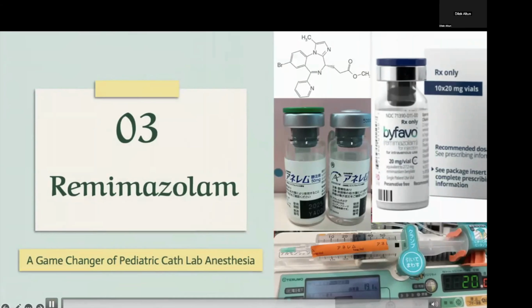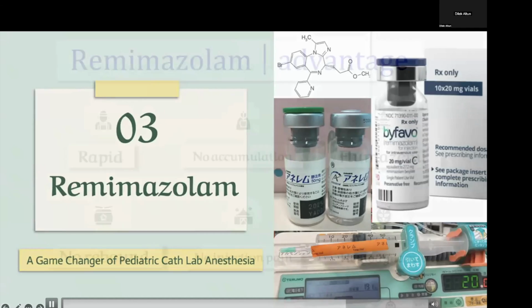Let's now talk about remimazolam, which has the potential to be a game changer in pediatric anesthesia. Chemically, remimazolam is closely related to midazolam, binding to the GABA receptor to induce sedation. The key difference is its ester bond, allowing it to be rapidly metabolized by esterases, leading to a safe and predictable recovery. Often referred to as a soft drug, remimazolam provides quick recovery and minimal side effects, similar to remifentanil.